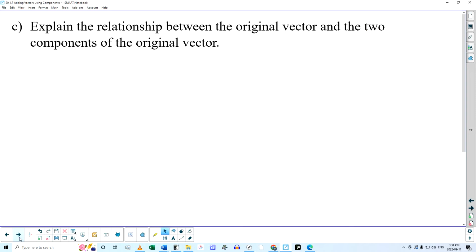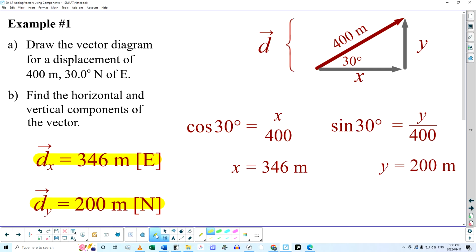Let's take a look at example 1C. Explain the relationship between the original vector and the two components of the original vector. So I want to be very careful here. The original vector is what I'm highlighting in yellow. And the components are what I'm highlighting in green. And I'm not putting arrowheads on there. All I'm doing, everyone, is just highlighting what I'm talking about in question C. The original vector is that yellow vector, and the two green vectors are the x and y components.